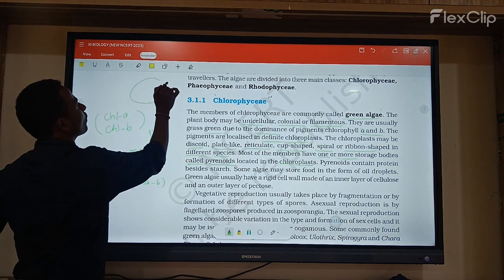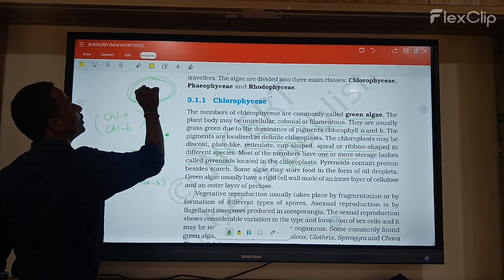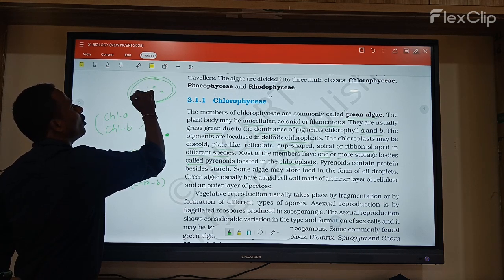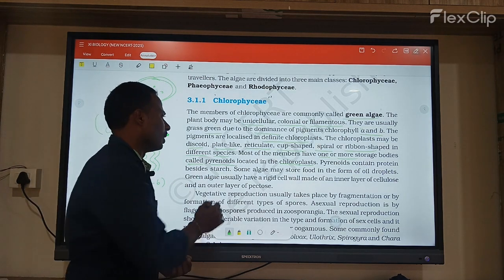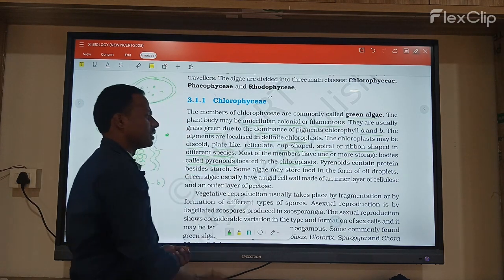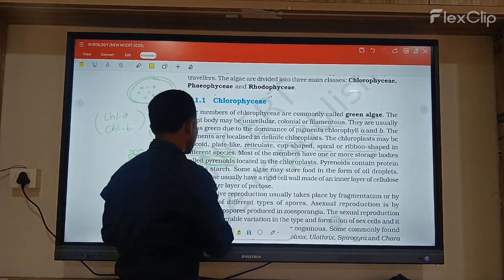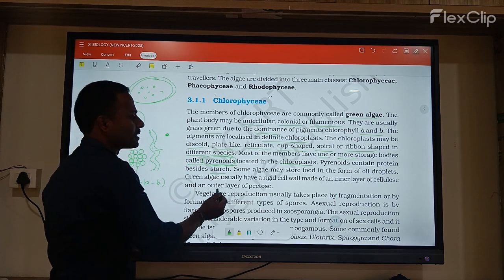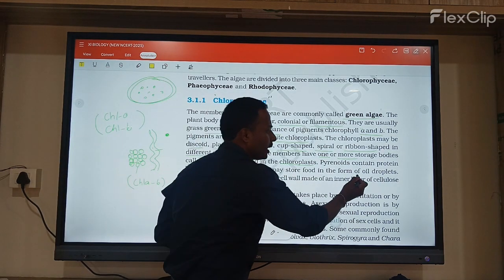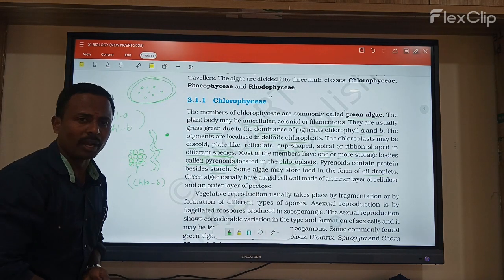Take a chloroplast. In this chloroplast there are some oil drop-like structures. These oil drops are nothing but pyrenoids. The pyrenoids contain protein besides starch. So starch is present. In some algae, the stored food material is in the form of oil droplets.